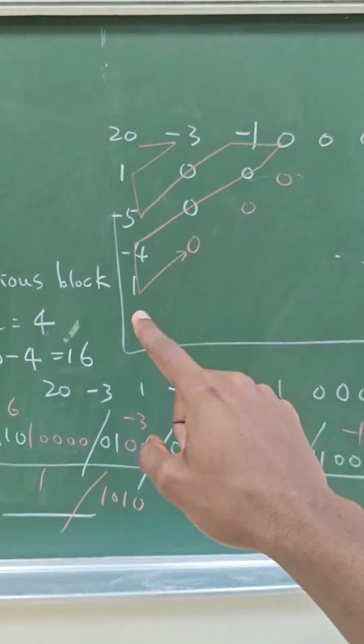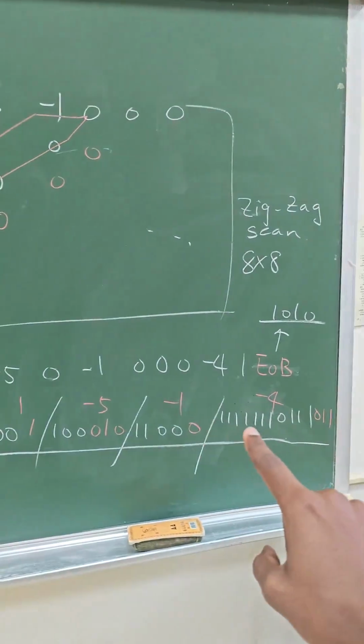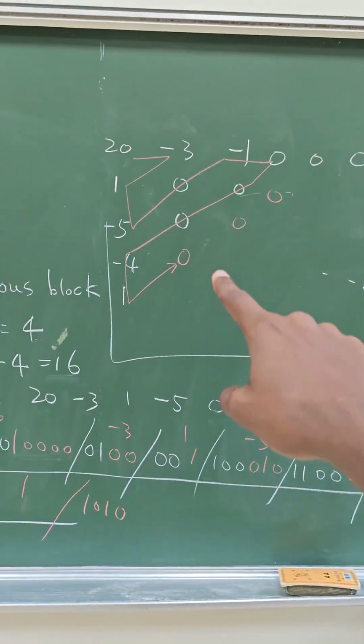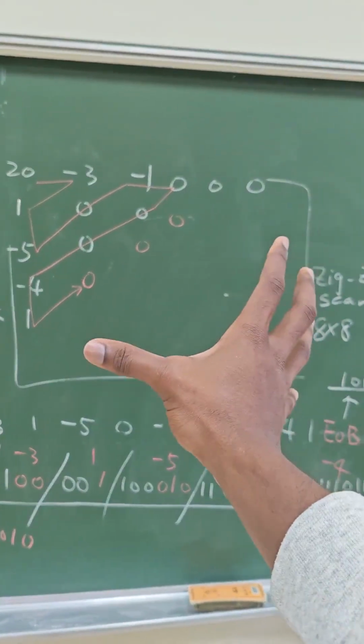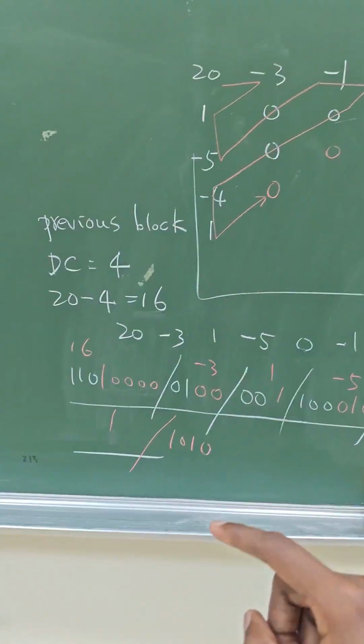When you get to the last non-zero number, you can basically cut it short and put in EOB, which is here after the 1. Just imagine everything else over here is zeros. So that's EOB right there.